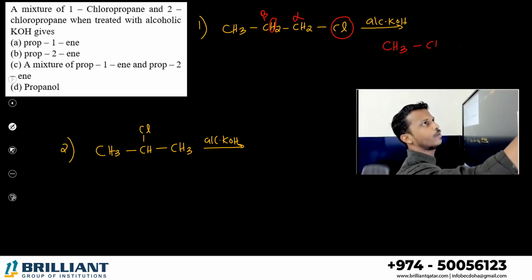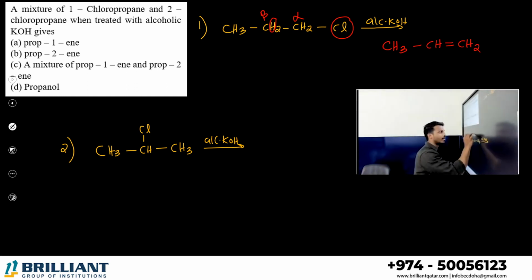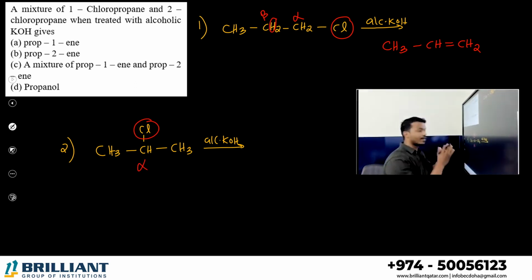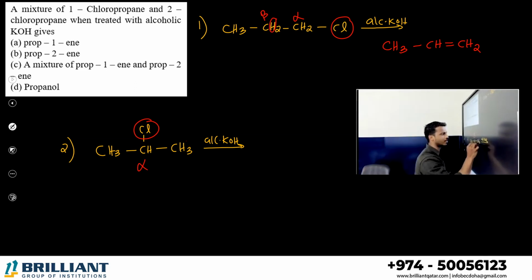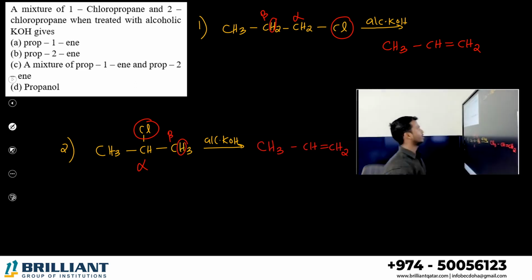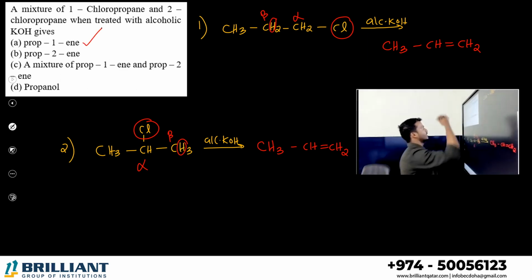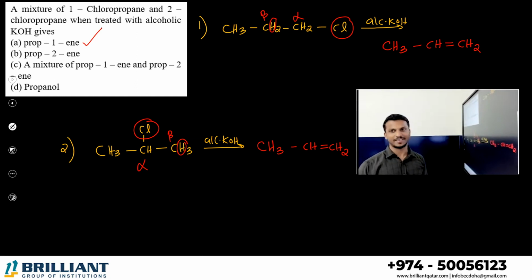CH3, CH double bond, CH2. Propene is the compound. What about 2-chloropropane? Take the chlorine from the alpha carbon. There are 2 beta carbons, and both are the same. So take one hydrogen and make a double bond between alpha and beta. Here also, propene is the major product. So what is the question? Are you getting a mixture of prop-1-ene and prop-2-ene? No, only propene is the product you are getting through beta elimination.